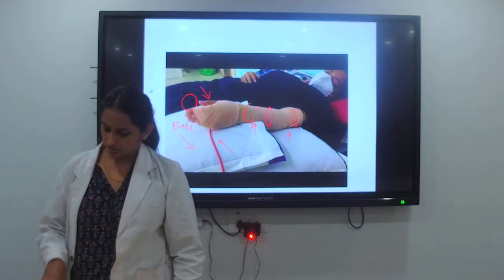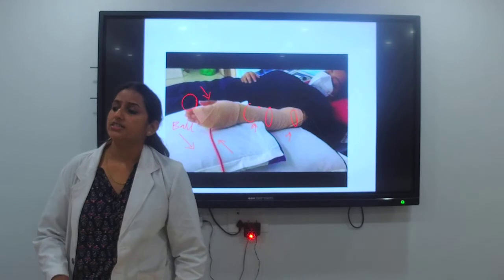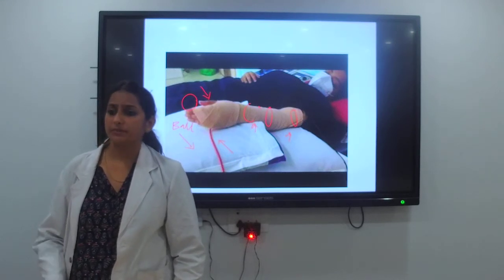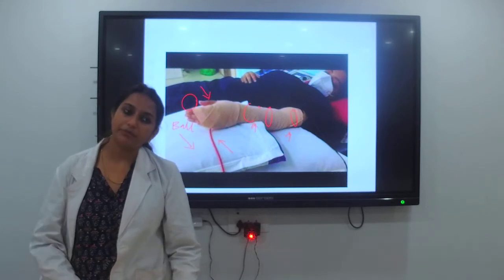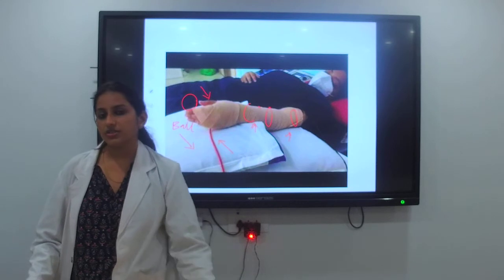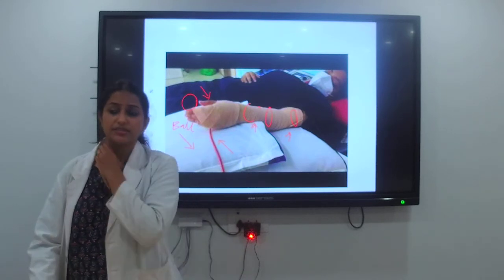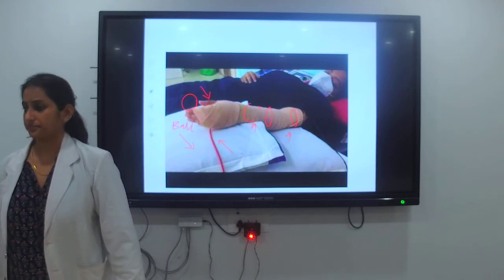pumping effect. So, what will the pumping effect cause? The pumping effect will cause reduction in edema, by means of increase in venous and lymphatic drainage. First thing you need to remember in all this is the physiological effects. So what are the physiological effects? Once again, increase in blood supply. It is because of vasodilatation.